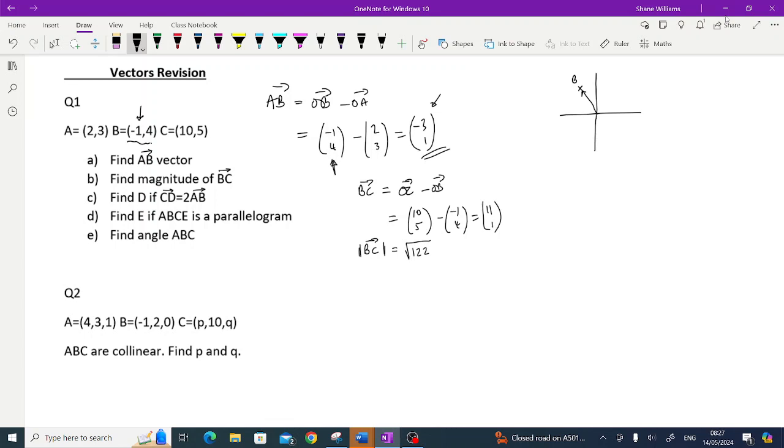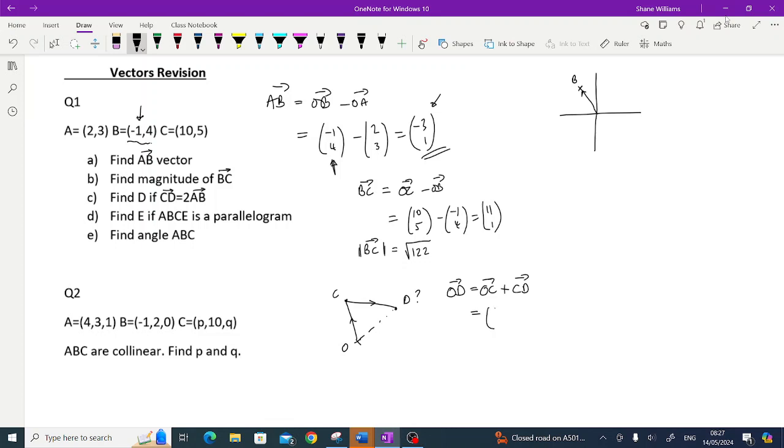Find D if CD equals two lots of AB. So here's some point D. I'm trying to find where it is. I'm trying to find its coordinates. So what I'm going to do is try and find O to D. I'm going to try and find this position vector, then that'll tell me where the coordinates of D are. But I don't know much about D, so I'm going to go via a different point which I do know about. So let's say C is here. I'm going to go via C, and then I'm going to go C to D. And the reason why that's good is because I know where C is, and I know something about C to D. So O to D, the thing I'm trying to find, is O to C plus C to D.